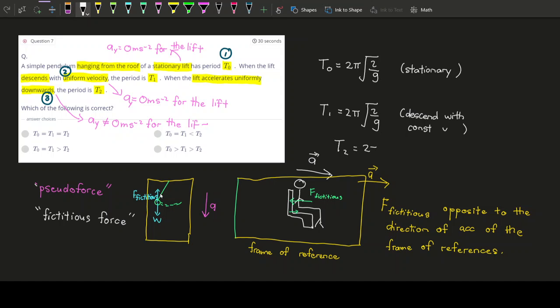So for this case, case number three, your period will actually be less. Your period will be affected because the g here, before that we only had weight and tension, but now you have this fictitious force which is opposing the weight. So the effective acceleration due to gravity will decrease.